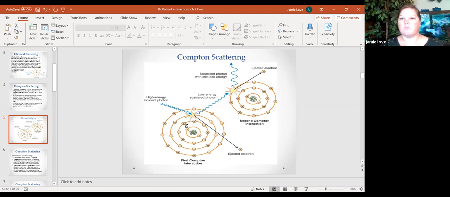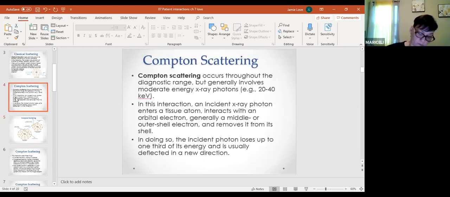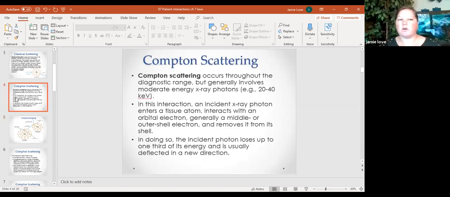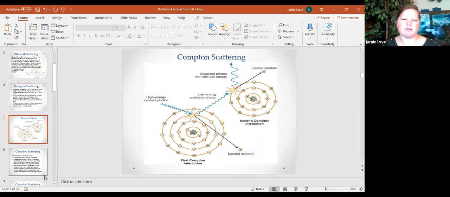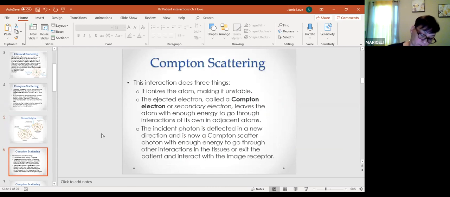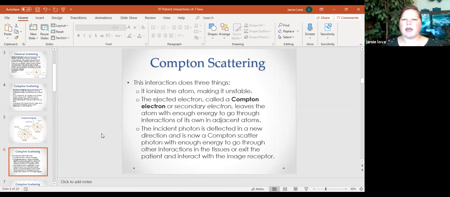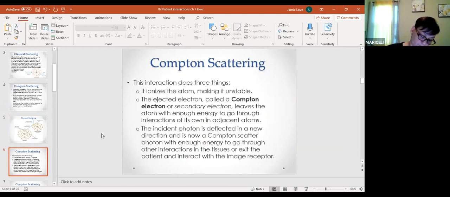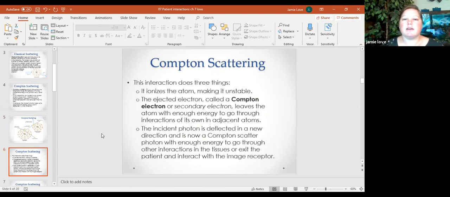And it happens with middle or outer shell electrons normally, because the photons are usually pretty high energy. They're going to knock out one of these electrons. When it's inner, something else happens, sorry. So there's three things that happen. Remember, an adding or removing of an electron is called ionization. So this atom has become ionized. It's no longer stable, and those little electron vacancies are going to be filled, but we don't really talk about that too much. But this electron that's ejected is called the Compton electron, and it leaves, and then it could interact with other atoms. So that's another secondary thing that happens.